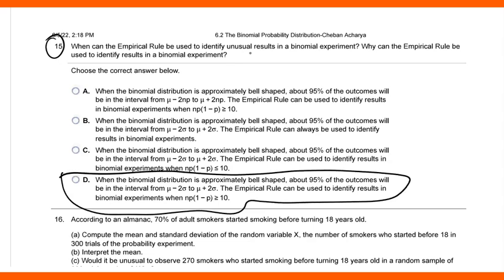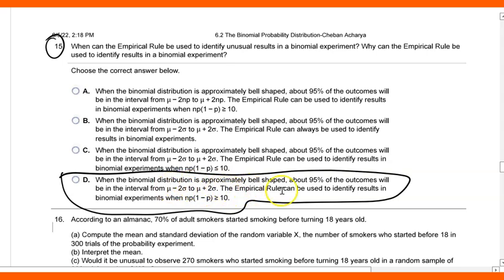When the binomial distribution is approximately bell-shaped, about 95% of the outcomes will be in the interval mu minus 2 sigma to mu plus 2 sigma. That means 95% of the outcomes will be within that interval, within 2 standard deviations from the mean.